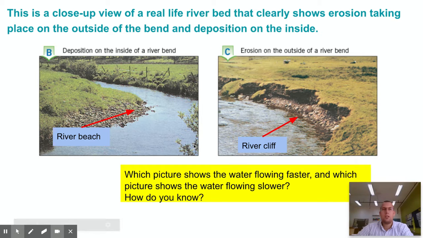Now, let's look at this, okay? This is a close-up view of a real-life riverbed that clearly shows erosion taking place on the outside of the bend and deposition on the inside. So, deposition on the inside of the river, which we can see right here, this is where it moves slower, and this is where the water or the current moves faster, okay?